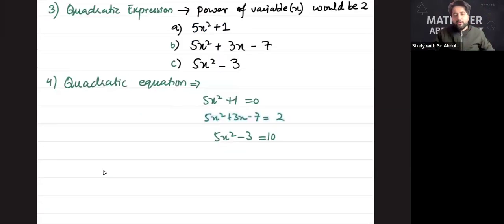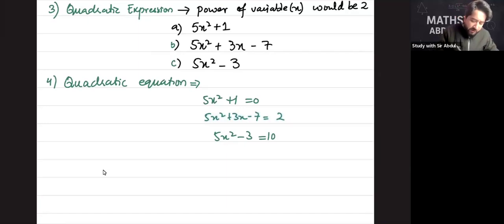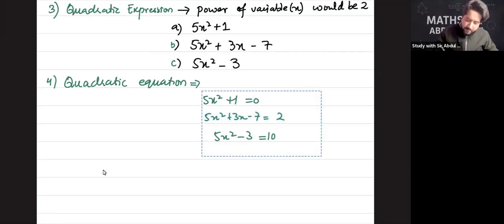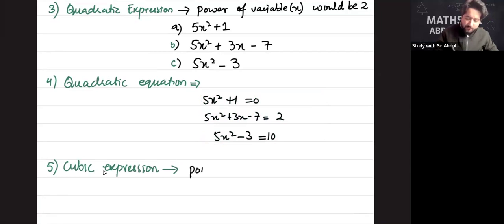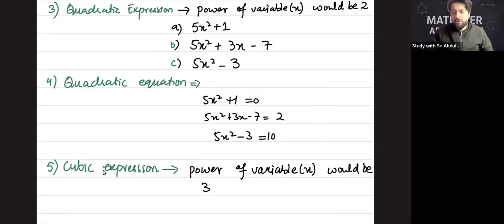Now here comes the last one and the tricky one, but it's not that tricky. So this is technically our number 5, and it is the last one in the O levels and IGCSE syllabus. It is cubic expressions. But I'm just writing it more simply, just to give you an idea of how things are going to work in our classes. So the power of the variable x or y would be 3. So that would be your cubic expression.